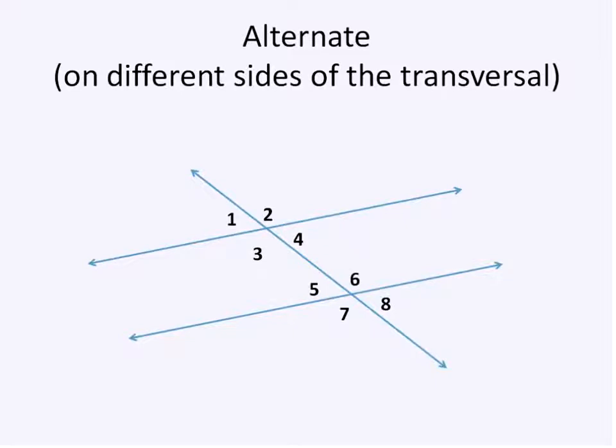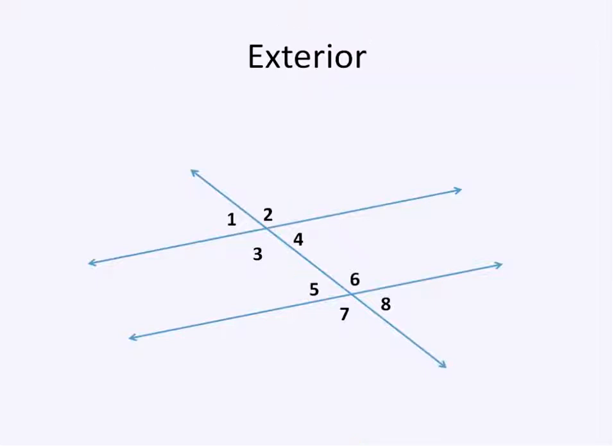Alternate angles. When we talk about alternate angles, we're talking about angles on different sides of the transversal. So here's an example, 2 and 7. Remember, our transversal is this line that crosses over the two parallel lines. So our transversal, anything on opposite sides of the transversal are called alternate angles. All right, so you could also have this, like 2 and 5 are alternate angles because they're on opposite sides of the transversal.